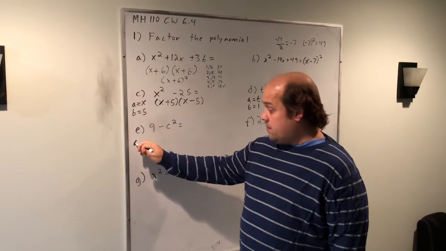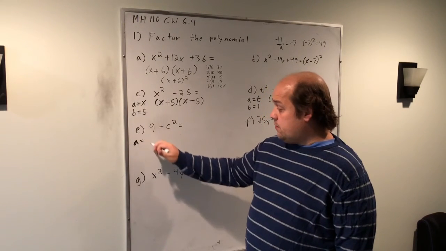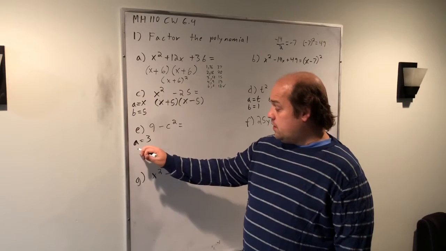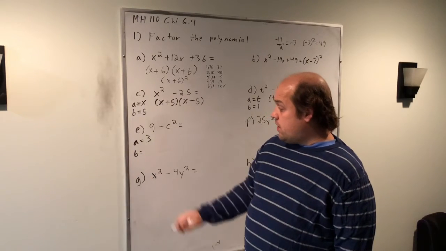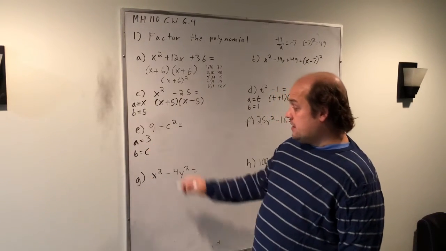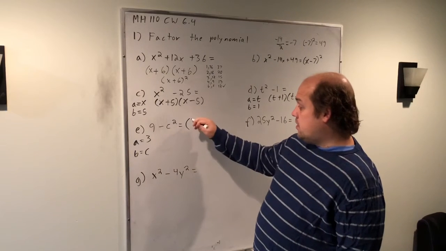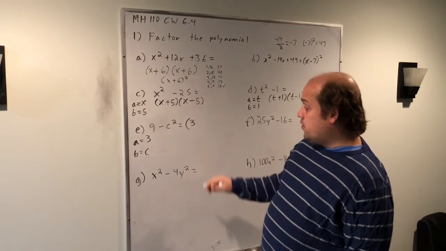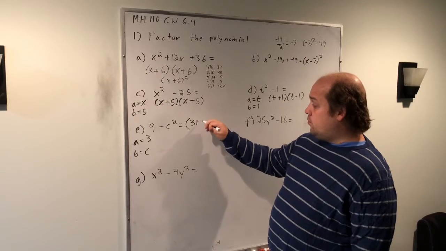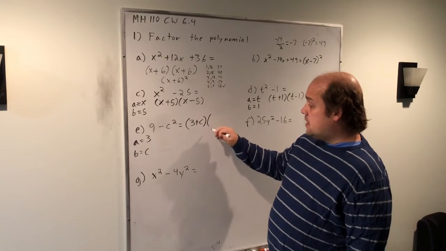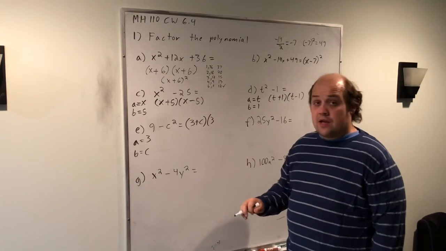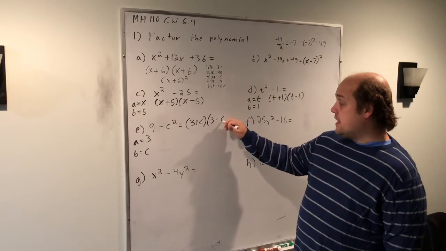I can identify them. To get to 9, I would need to multiply 3 by itself. To get to c squared, I need to multiply c by itself. So this becomes root of the first term 3 plus root of the second term c times root of the first term 3 minus root of the second term c.